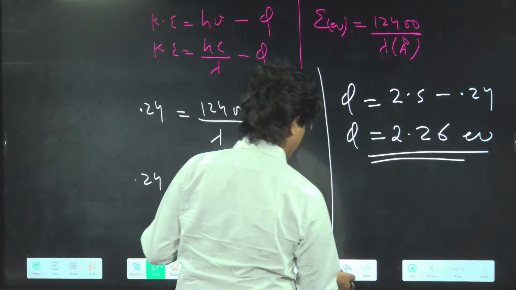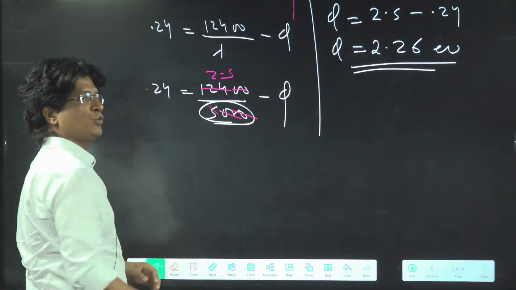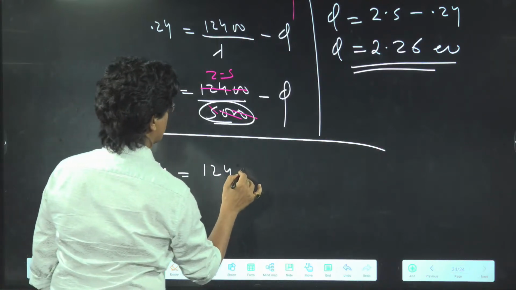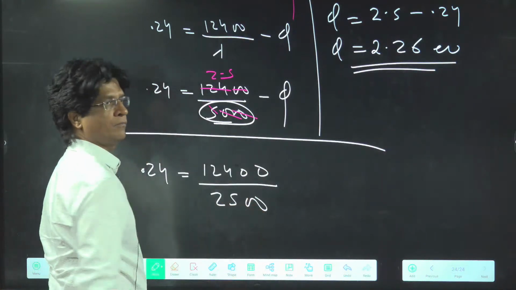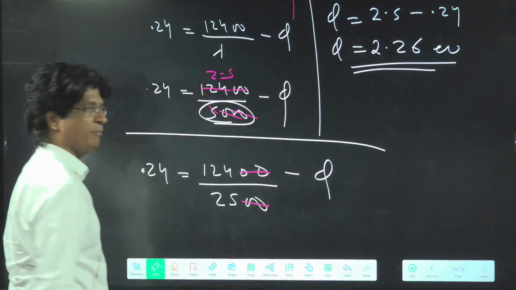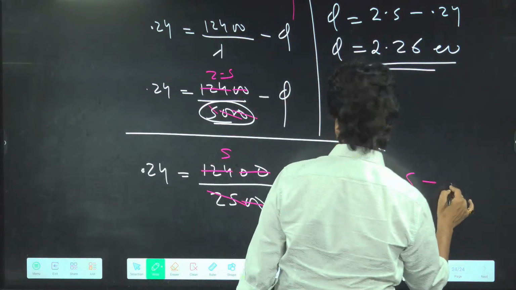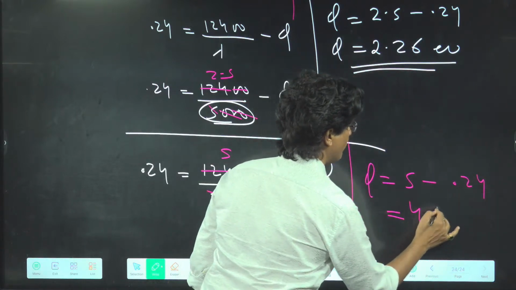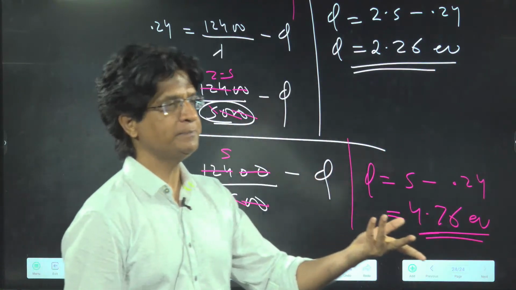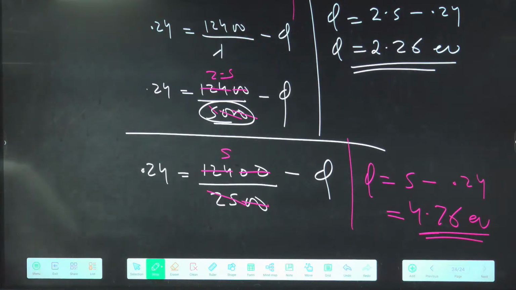Acha, in the same question, instead of this 5,000, if I give you the wavelength as 2,500, then what you will do? 0.24 equal to 12400 upon 2,500 minus of phi. Put it there directly. Just for the sake of practice, this will be 25 into 5 approximately. Will you all agree? And this will become phi equal to 5 minus 0.24, which will be equal to 4.76 electron volt approximately. Yes or no? 4.76 approximately. So in this case, you can very well give the approximate answers. Sure about it? So can I ask you the next question?